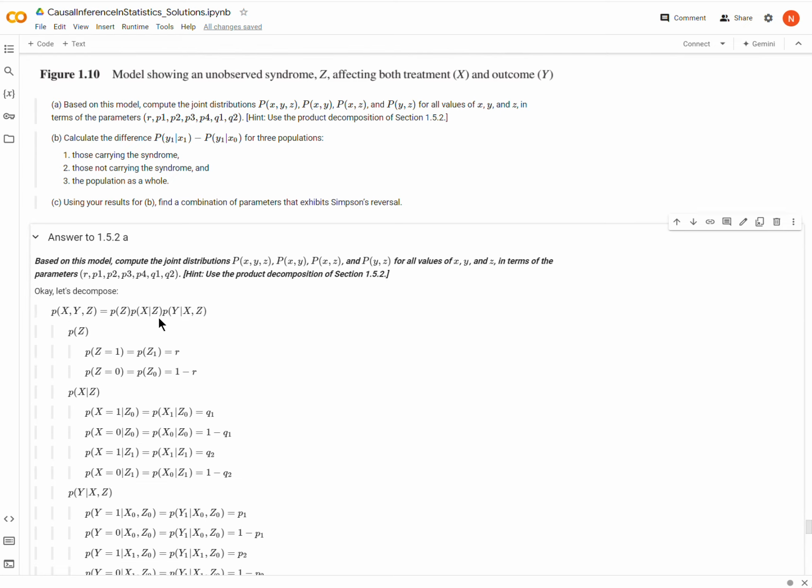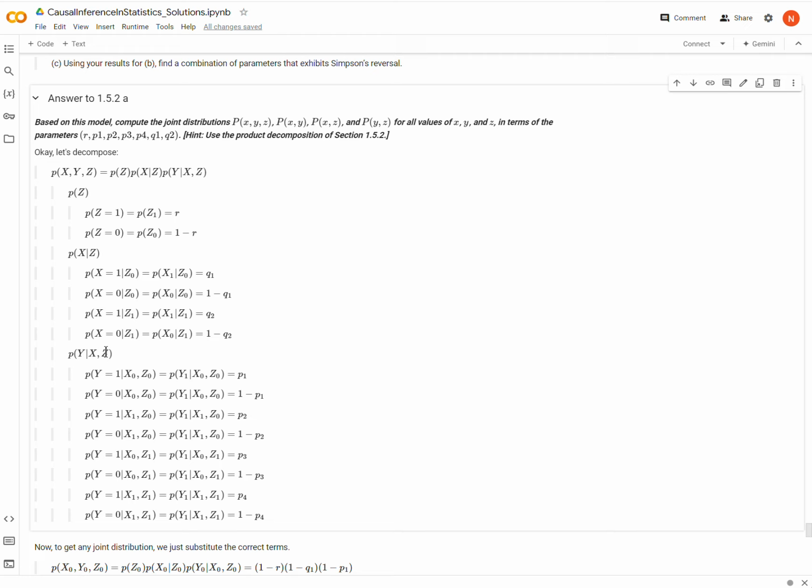Okay, so now we need to go about finding the different probabilities for z equals 1 and z equals 0. And then for x, we want x equals 1 given both conditions of z, and x equals 0 given both conditions of z.